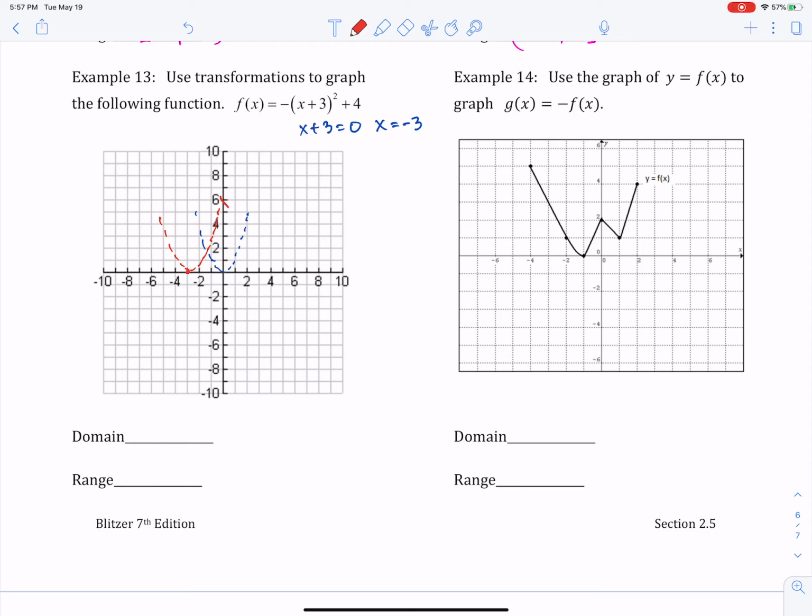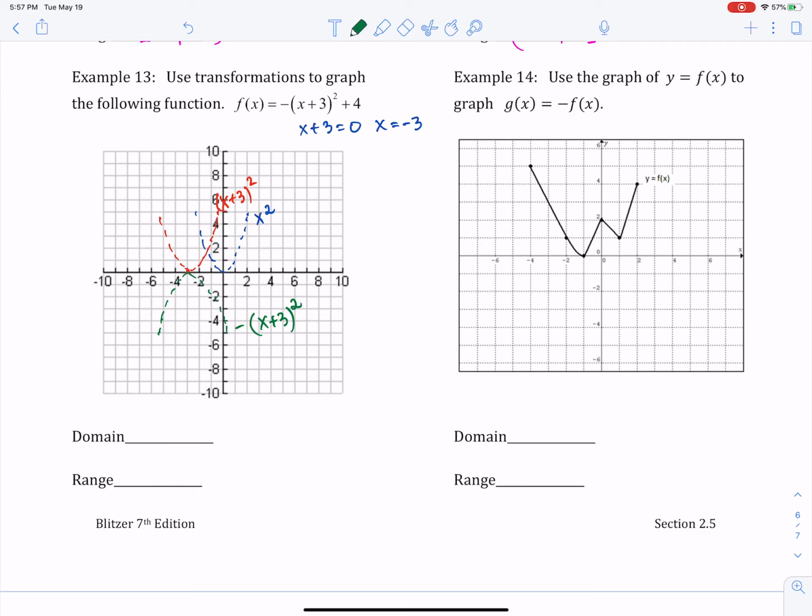So that will be (x + 3)², the original being x². Now I'm going to look at the reflection. The reflection would make that curve go in the negative direction, that parabola go opposite. So that's -(x + 3)², or all the y values that were originally positive become negative values.